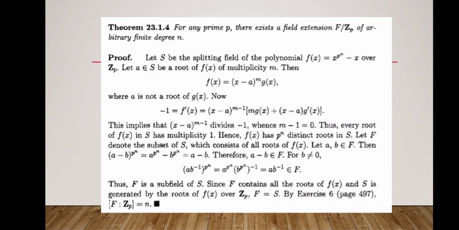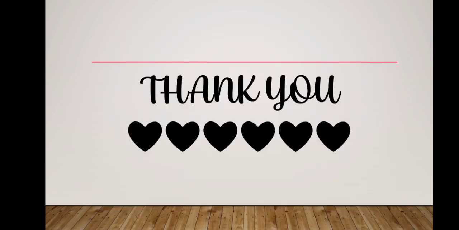Since F contains all the roots of f(x) and S is generated by the roots of f(x) over GF(p), F = S by exercise 6, page 497, and the theorem is done. So that would be all for this.